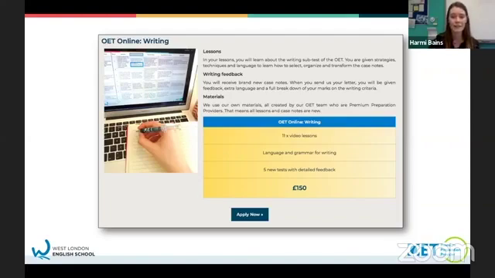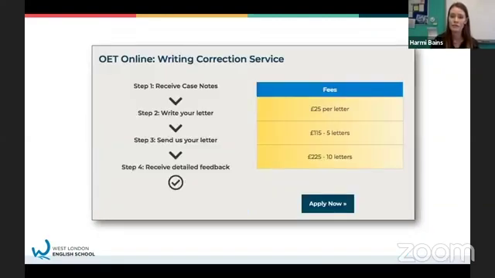You get personalized feedback for all of your writing. We also have just a writing correction service. So if you don't actually want the lessons, what you can do is just pay for individual letters. What happens is we will send you some case notes, you write your letter, you send it back, and then we send you detailed feedback. And the feedback that we give you is with the marking criteria. So we can show you whether maybe it's content that you lost out on, and maybe it was the language, like the grammar and vocabulary. So you get really detailed feedback with that. But this service is without the lessons.